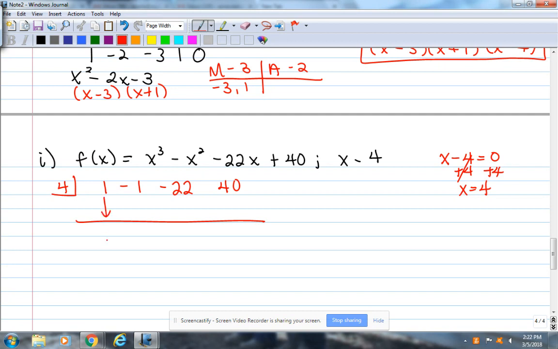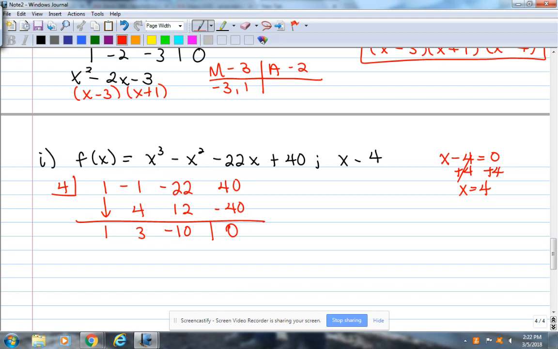Bring down the 1. Multiply, then add. Multiply, then add. So 4 times 1 is what? 4. Then you add. Negative 1 plus 4 is what? 3. Then you multiply. 4 times 3 is 12. Then you add. Negative 22 plus 12 is negative 10. And then you multiply. What's 4 times negative 10? Negative 40. And then you add and get what? 0. And you should if it tells you it's a factor.